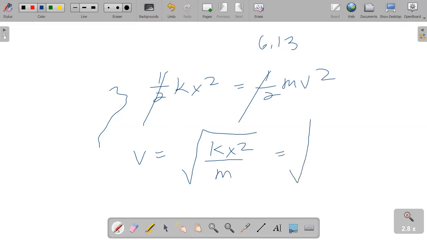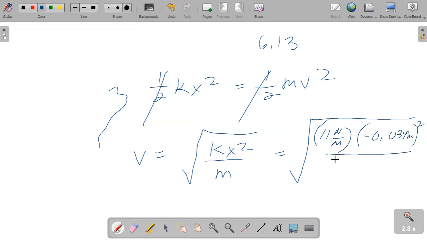And that equals the square root of 11 newtons per meter times, you have to convert to meters here, that would be a negative 0.034 meters squared over 0.016 kilograms. And you go ahead and solve that. That's 613. So now, once again, it's an energy exchange.